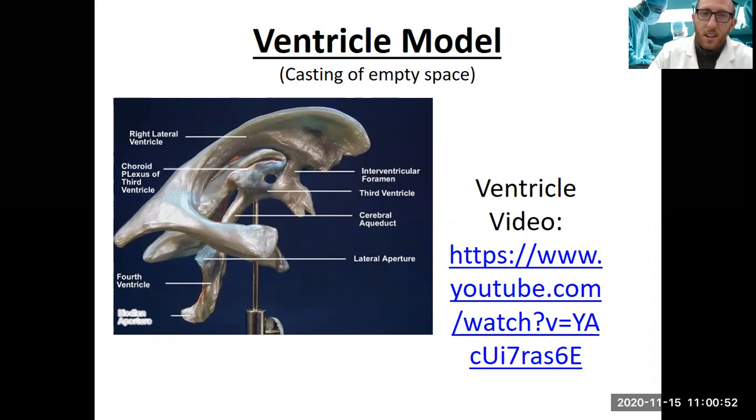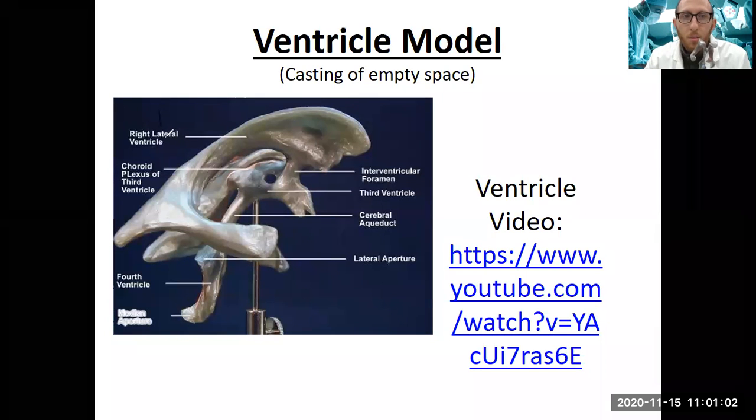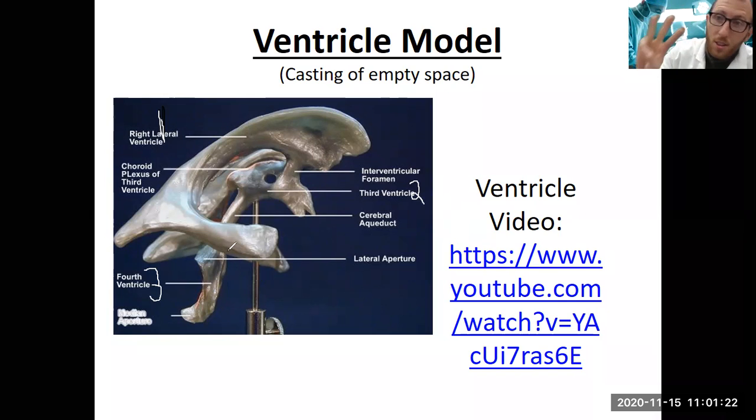So there's a video to go through all the different ventricles on the ventricle model. But as you can see, there's a lateral ventricle. Number one right here, lateral. There's a third ventricle, which is the second type. And there's a fourth ventricle. So no first, no second, but there's a lateral, a third, and a fourth ventricle. Those are the three ventricles of the brain.